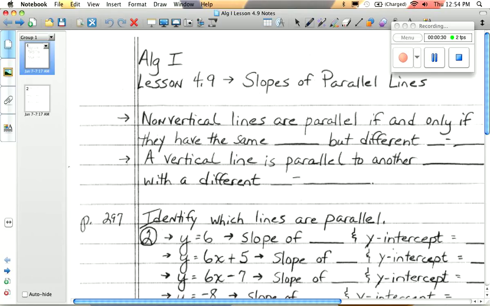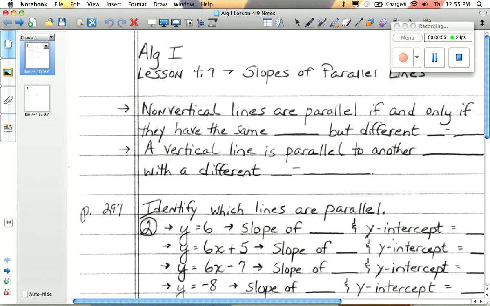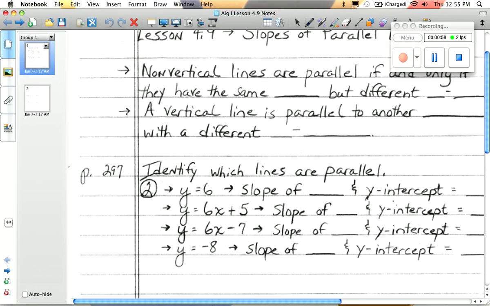Okay, well, then let's talk about how we can tell if lines are going to be parallel according to their equations. Non-vertical lines are parallel. What's a non-vertical line? One that's not going up and down. This is vertical, right? So when we say non-vertical, we mean any other line, including a horizontal line. When we talk about non-vertical lines, they are parallel if and only if they have the same what? Slope. They have to rise and run at the same rate, so that they will never cross.